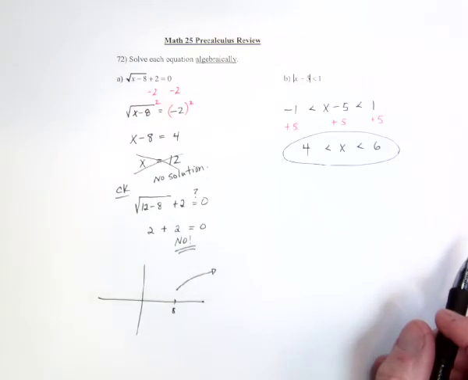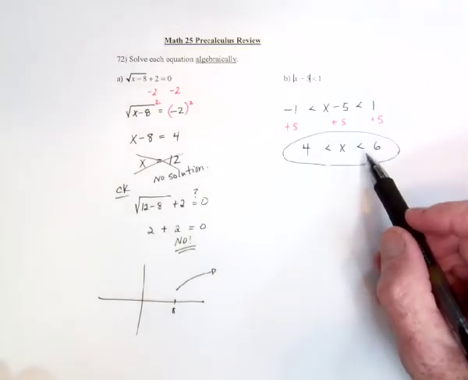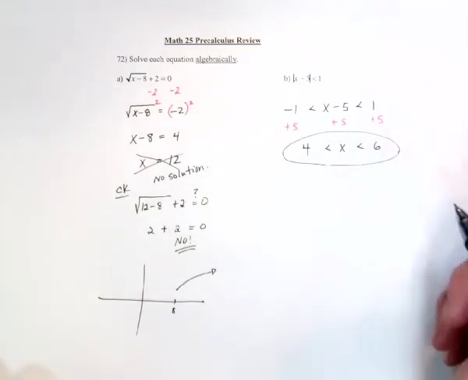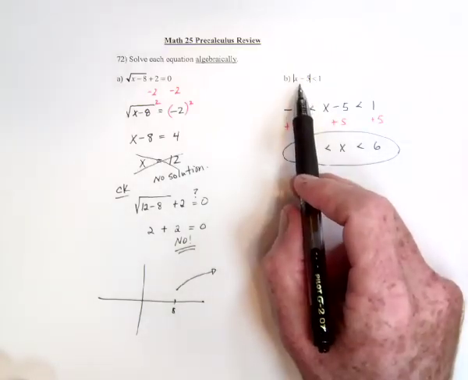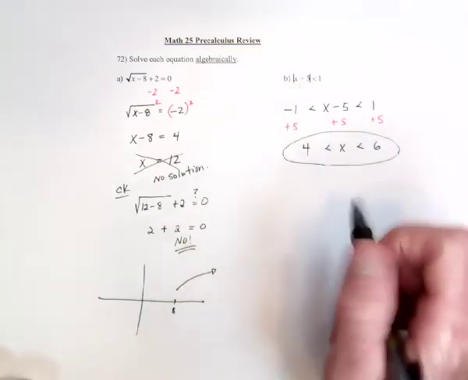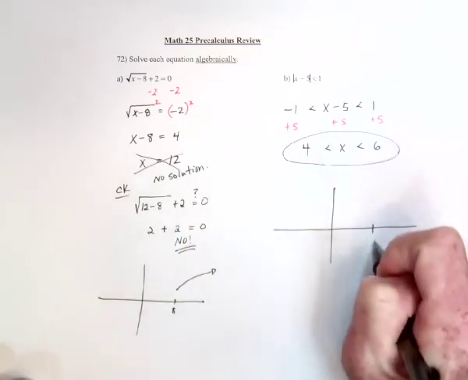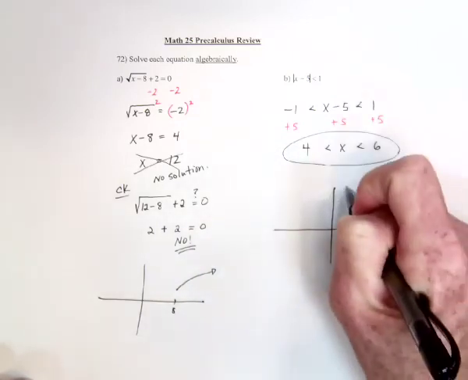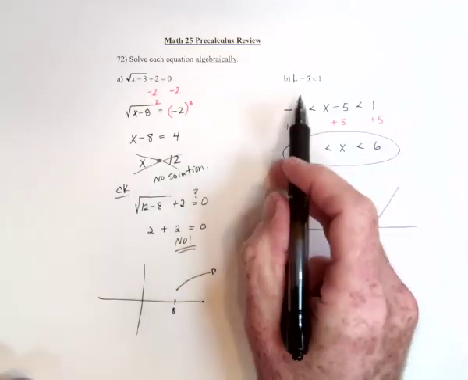So it's good to have the algebra skills to do this, but also by the time you're in pre-calculus, you should be able to visualize graphs as well. So the absolute value graph is a V. And then this x minus 5 actually shifts it to the right by 5. So it's a V. Okay, that's the left side.